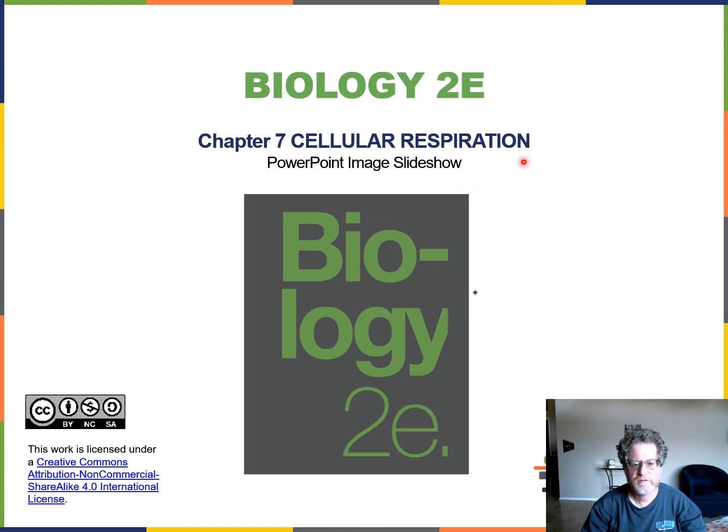Okay, Chapter 7 talks about cellular respiration. Cellular respiration is a catabolic pathway that breaks down our food, uses the oxygen that we breathe in, and creates ATP, which is the cell's source of energy.